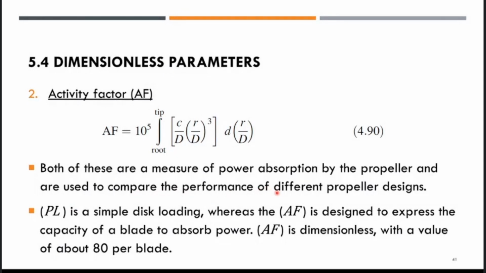So that's the reason why certain propellers are designed just simple and straight. There are propellers having simple twists, a half twist, and there are propellers designed in such a way that they have multiple twists. Okay, so the PL is a simple disc loading, whereas the activity factor AF is designed to express the capacity of the blade to absorb power. Okay, and of course the activity factor AF is dimensionless with a value of around 80 per blade.